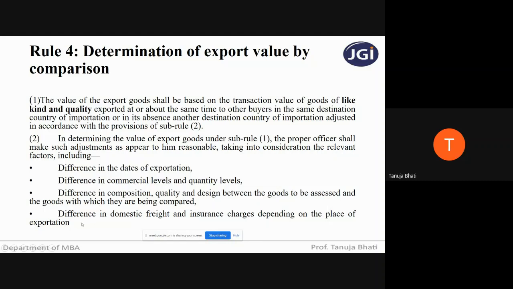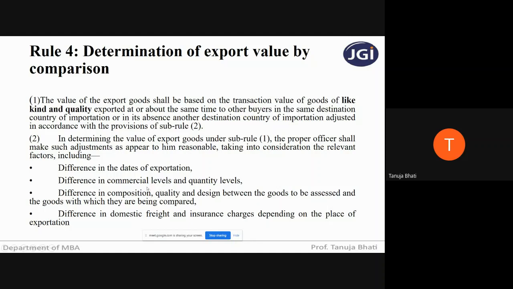Now, students, I have told you that as per rule number 4, you need to take the value of similar goods of like kind and quality. Correct? Now, whatever value you are taking in rule number 4, you have to declare in rule number 7. Then the proper officer or customs officer will assess that value, will check whether that value is correct or not, but he will check that value based on the following factors.